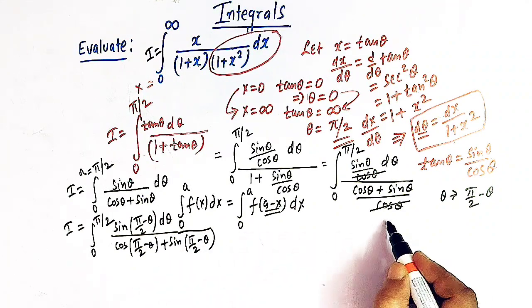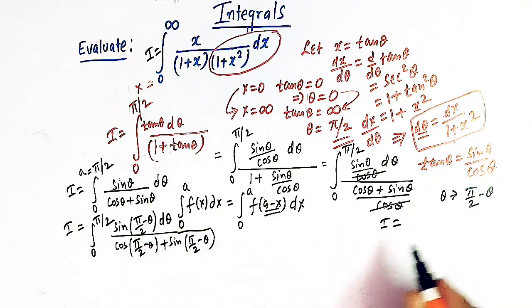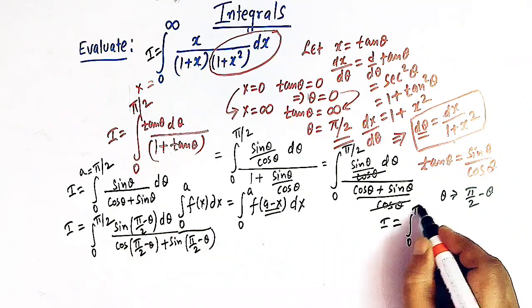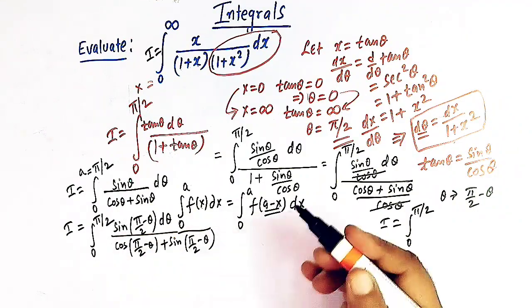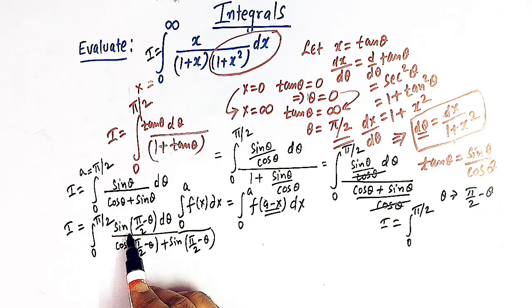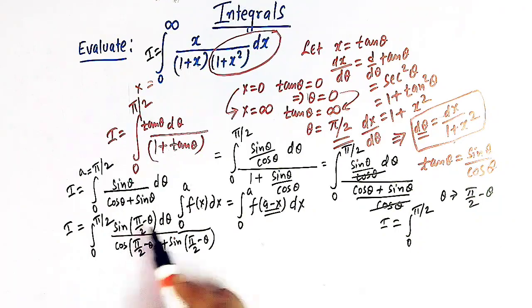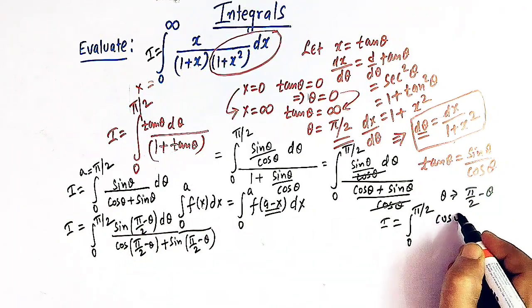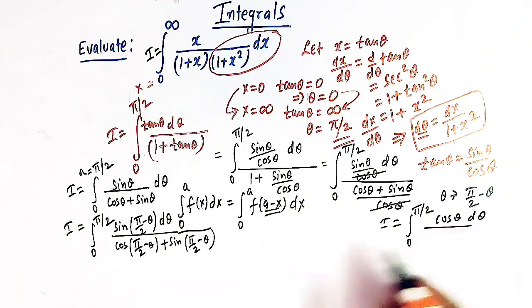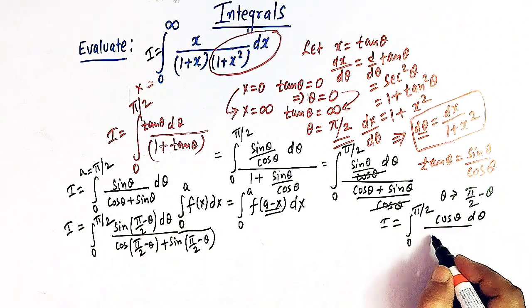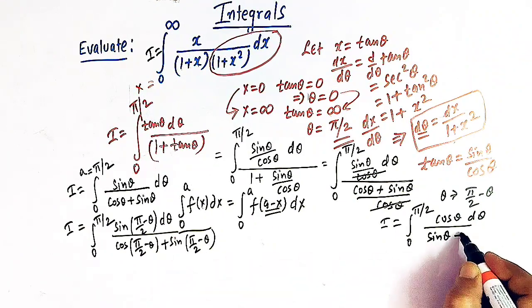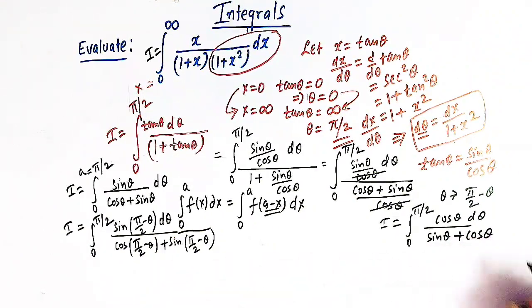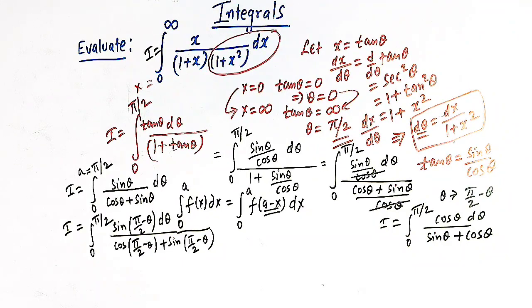So let us simplify it. So we have 0 to pi by 2 sine 90 minus theta. So we have to go back to the formula list of trigonometry. So sine 90 minus theta is cosine theta, and then cos 90 minus theta is sine theta, and here we have plus cosine theta, right?